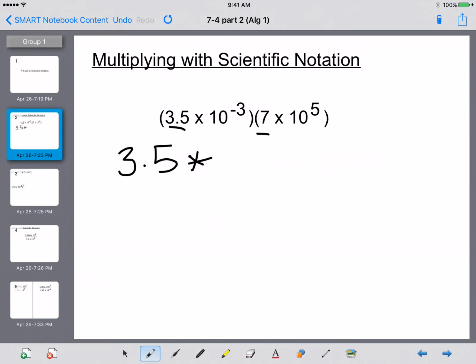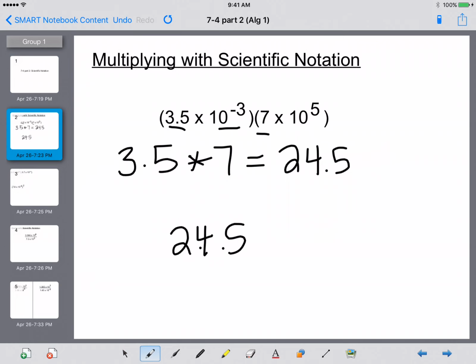So your two base numbers, 3.5 and 7. So 3.5 times 7 gets you 24.5. So we have 24.5 down here. And then you multiply your powers. So 10 to the negative third times 10 to the fifth. When you multiply powers, you add them together. So negative 3 plus 5 is 2.